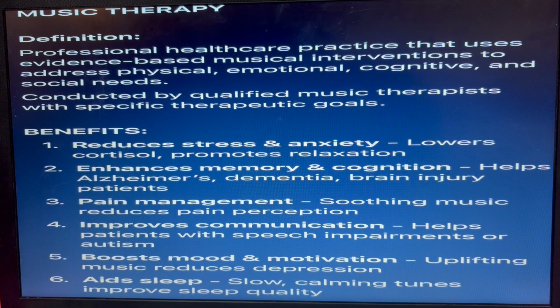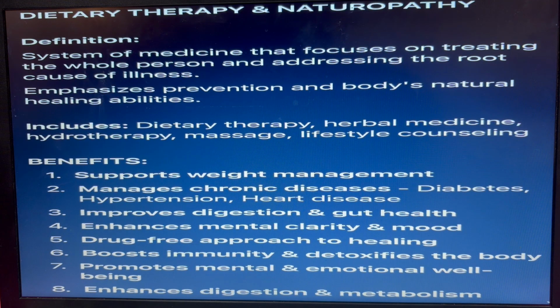Okay. Next, music therapy. Music therapy is not just playing music, it is a structured therapy done by trained professionals. In hospitals, it is used to reduce anxiety before surgeries, manage pain and help patients with neurological problems. Next is naturopathy.